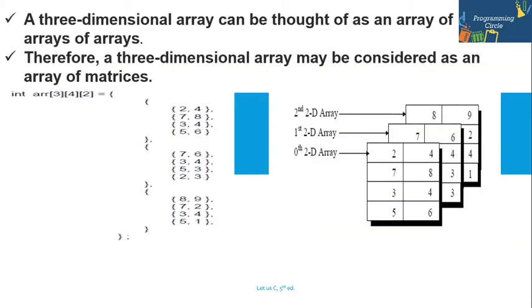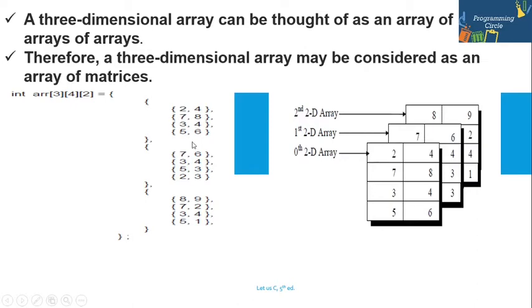A three-dimensional array can be thought of as an array of arrays of arrays. Therefore a three-dimensional array may be considered as an array of matrices. Here I have shown a simple initialization of a three-dimensional array, that is array[3][4][2], and then these are the values.